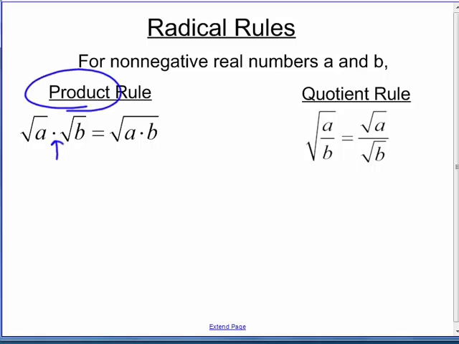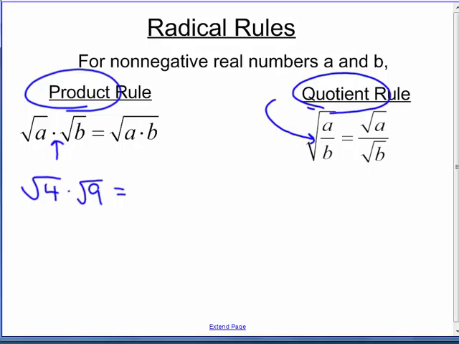So, taking a look here, the product rule, quotient rule. Remember, product means multiplication, quotient means dividing here. So, what do we do with radicals when we're multiplying, dividing here? Well, basically it says this, that when we multiply them, we can put them together or separate them.